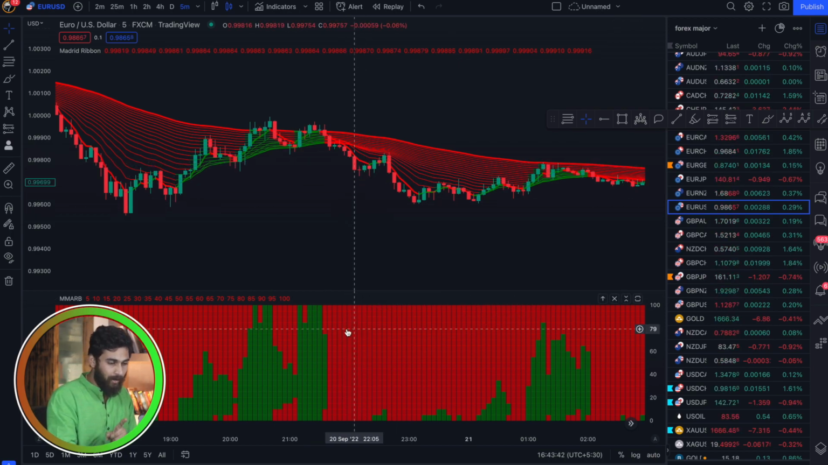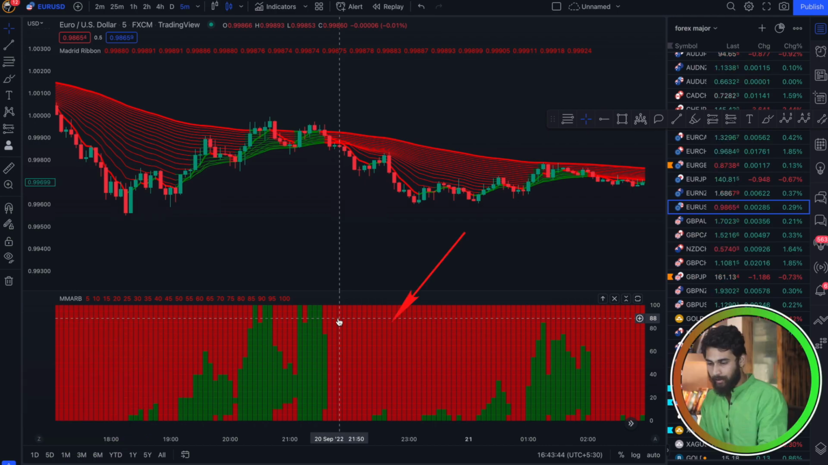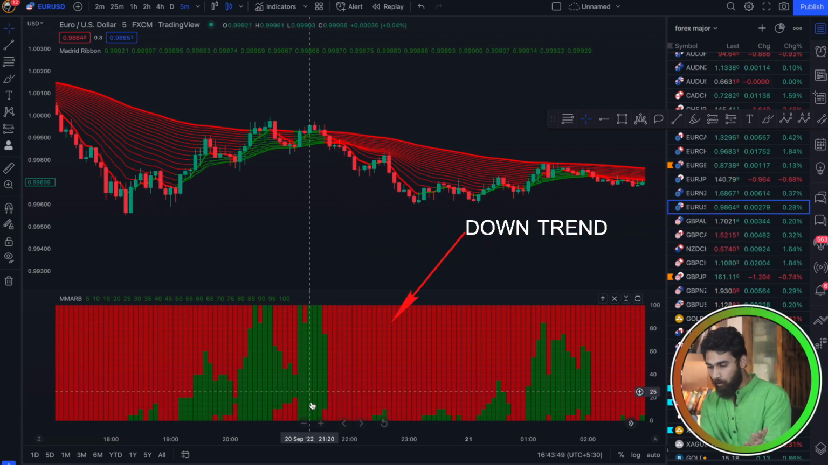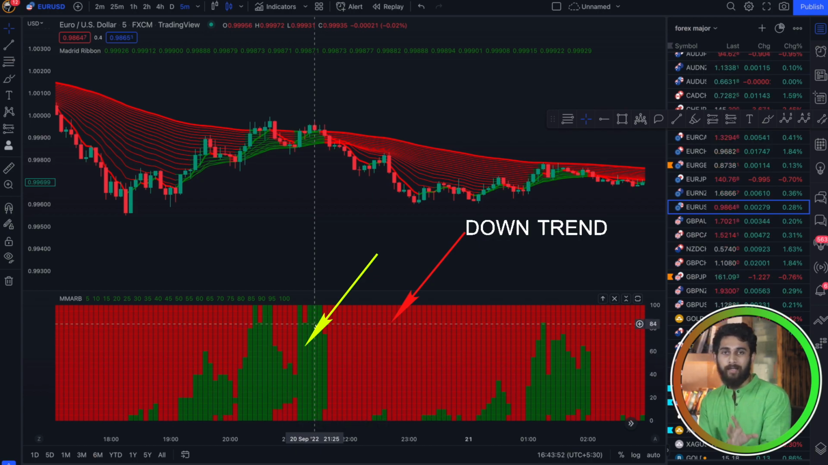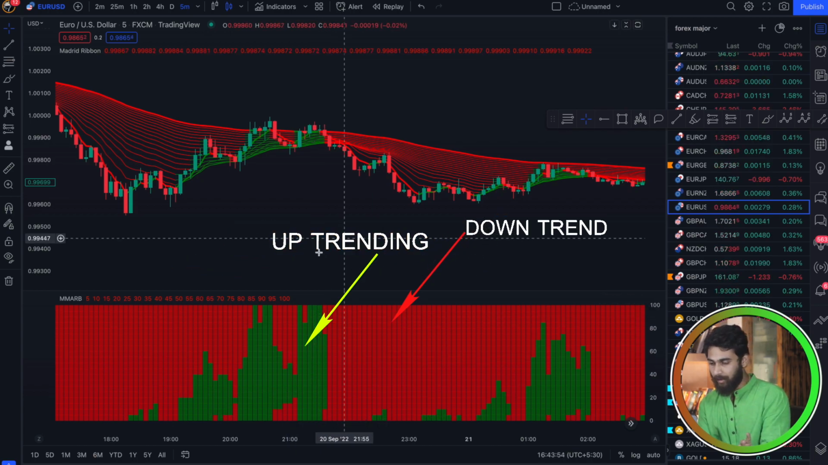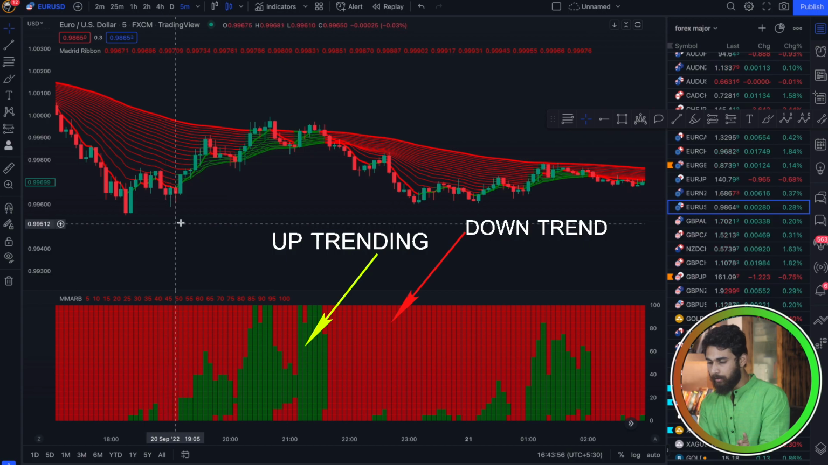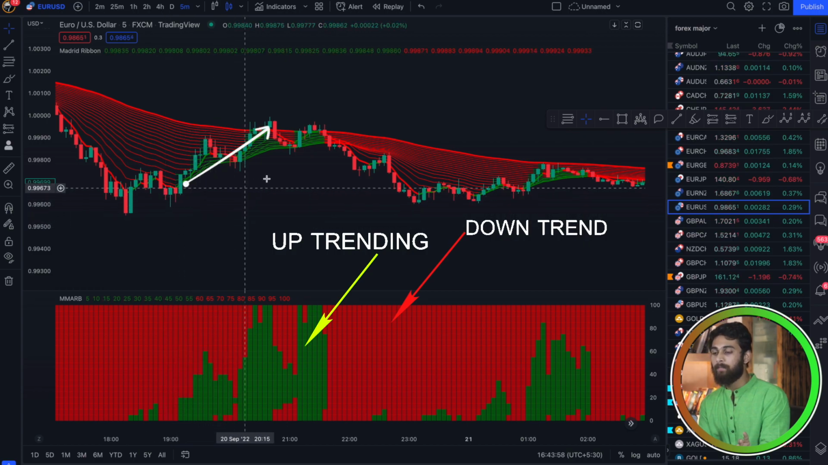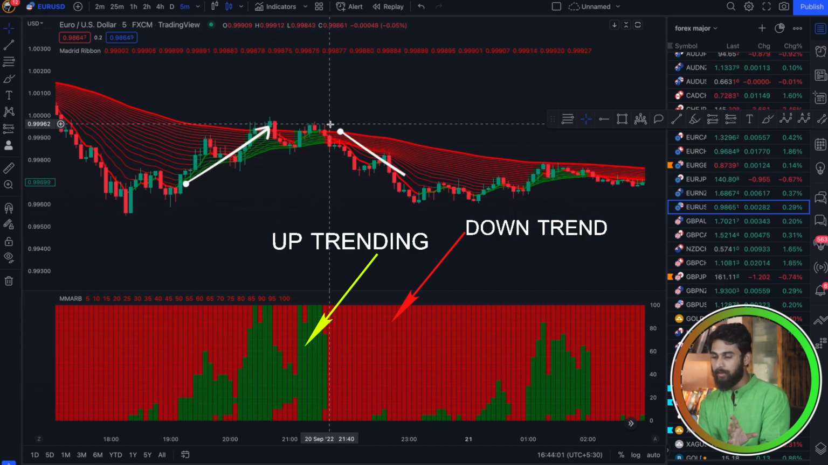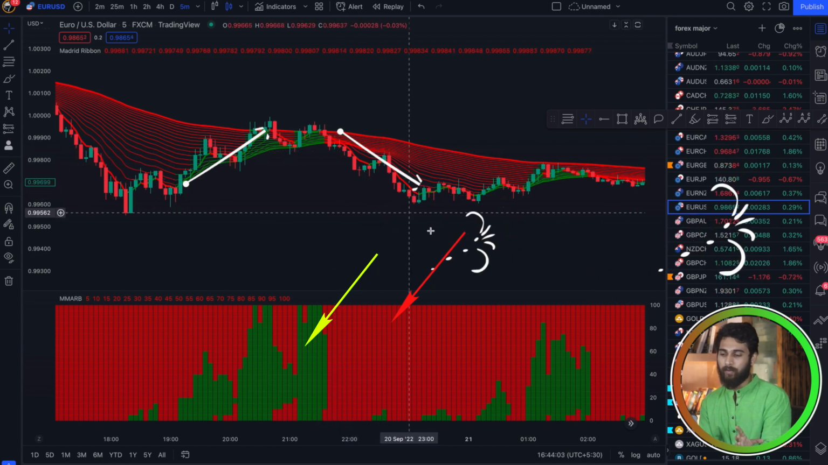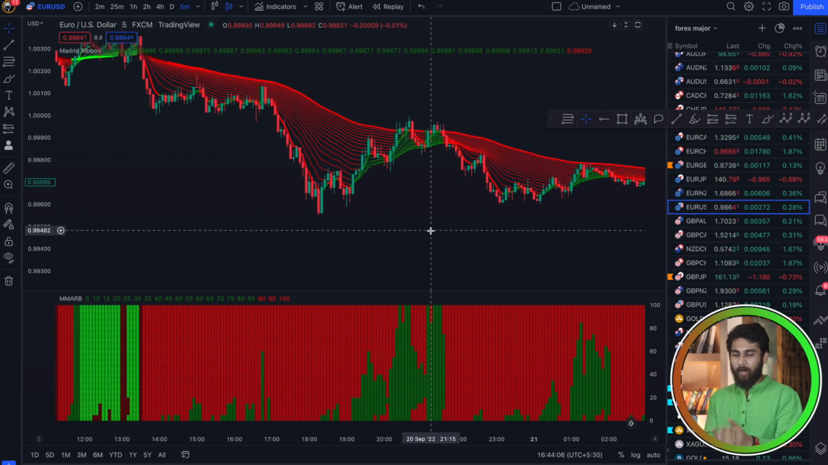Okay, so when this indicator shows that all the boxes are red, that means we are in a downtrend. When all the boxes are green, that means we are in an uptrend. Like here, the boxes started to turn green and the price gave a pullback, and here the boxes turned red and the price moved down. Okay, so now we have added all the indicators that we are going to need. Now let us understand what we are going to do in this strategy.